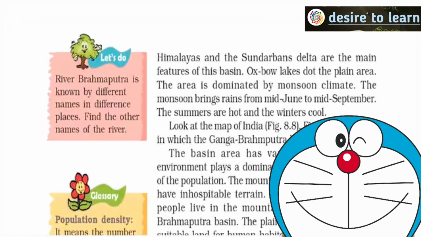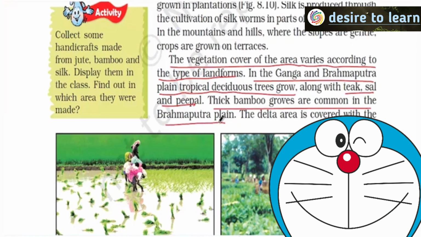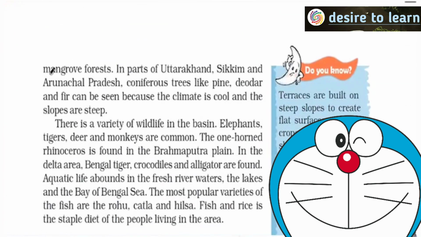The next important thing is about the vegetation cover of the areas. It varies according to the landforms. When we look at the Ganga and the Brahmaputra plain, tropical deciduous trees grow, along with teak and sal. I have already told you what trees you usually see in tropical deciduous forest. Thick bamboo growth is common in the Brahmaputra plain. The delta, which is a region where the river enters the ocean, is covered with mangrove forests. You might have heard of the Sundarbans, which is spread across West Bengal and Bangladesh. It is because of the deltas which are present.